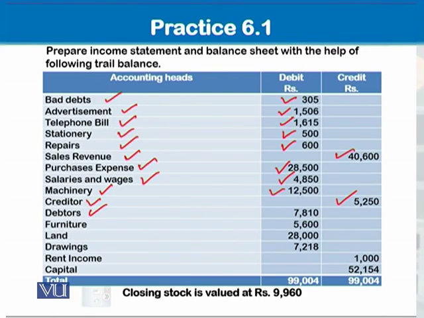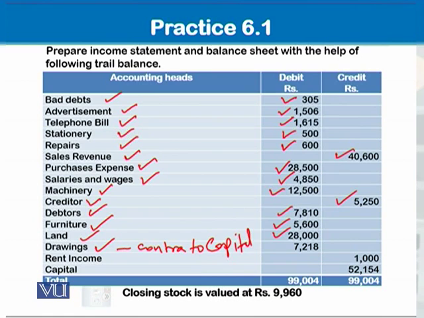Debtor is an asset, debit side. Furniture is an asset, debit side. Land is an asset, debit side. Drawing, it behaves contra to capital.